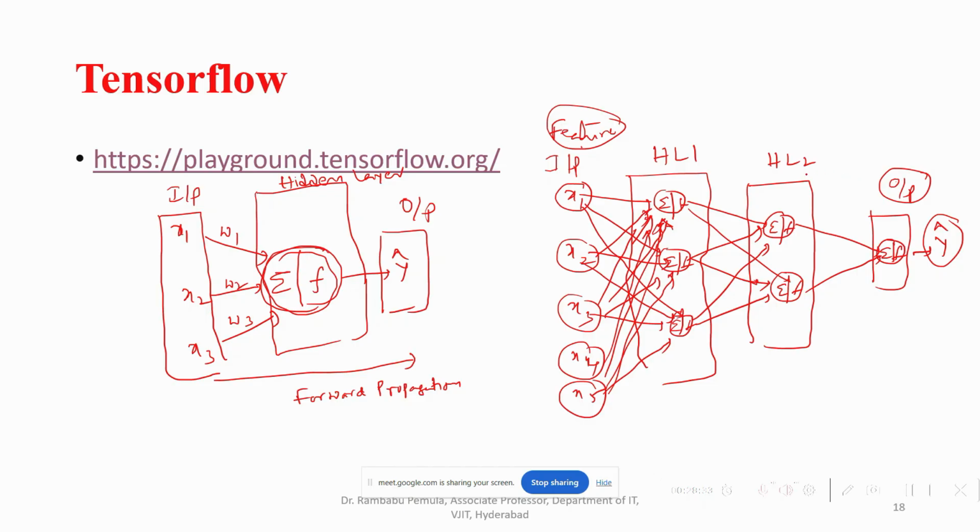Like that, we can create n number of hidden layers, and each hidden layer contains n number of neurons. Each neuron performs the sigma operation, the summation operation, followed by the activation function. In order to understand this, this is called a simple or single neuron perceptron, a simple neural network.